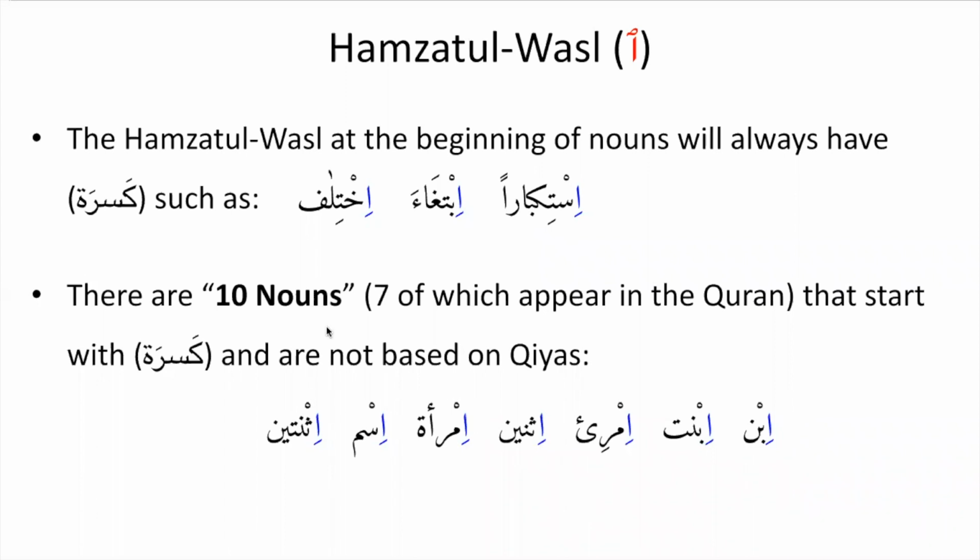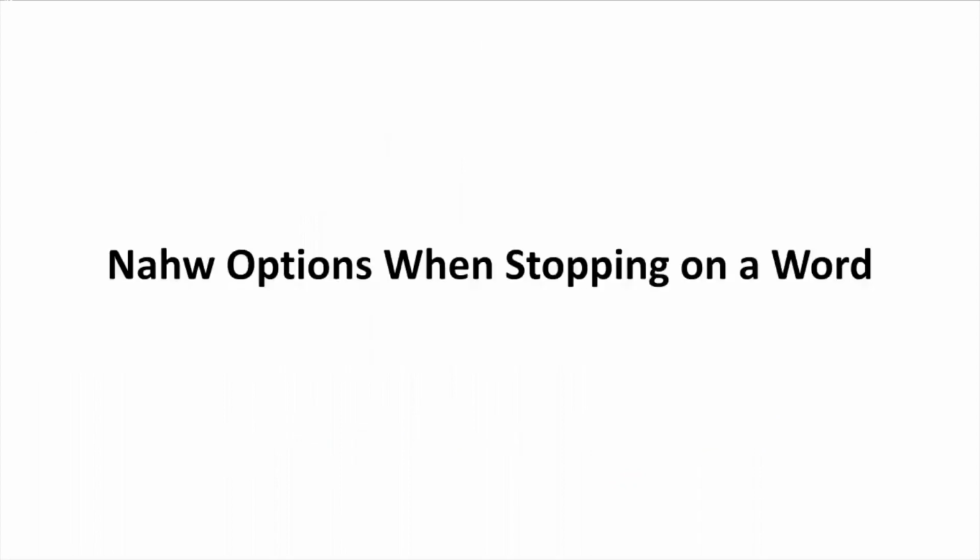And of these 10 nouns, 7 of them appear in the Quran in different forms. And Ibn al-Jazari mentions them when he says ibn, ibna, imri, ithnain, imra'a, ism, and ithnataini. So these out of the 10 nouns, these 7 appear in the Quran, and they will always start with kasra. The hamzatul wasl at the beginning will have kasra on them.